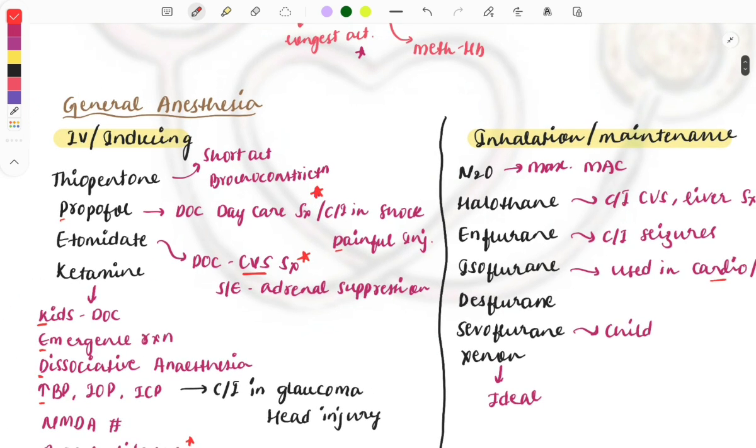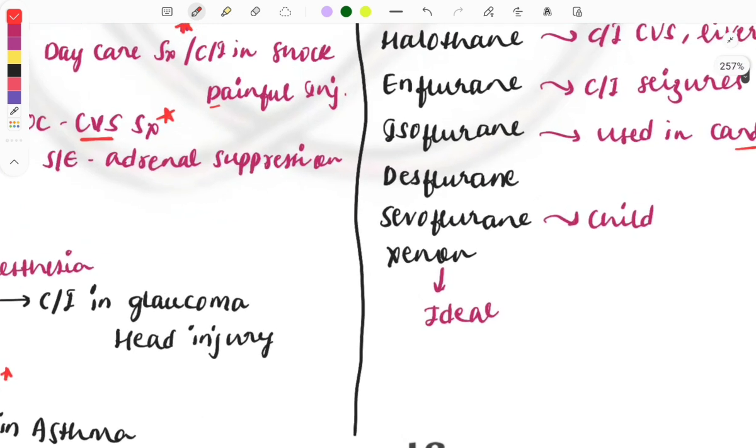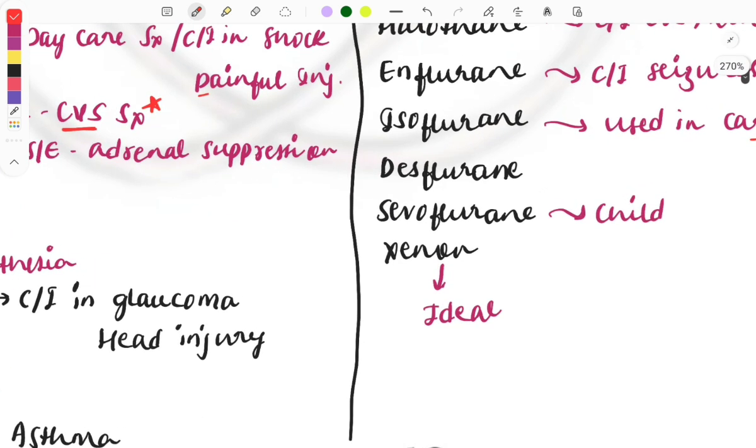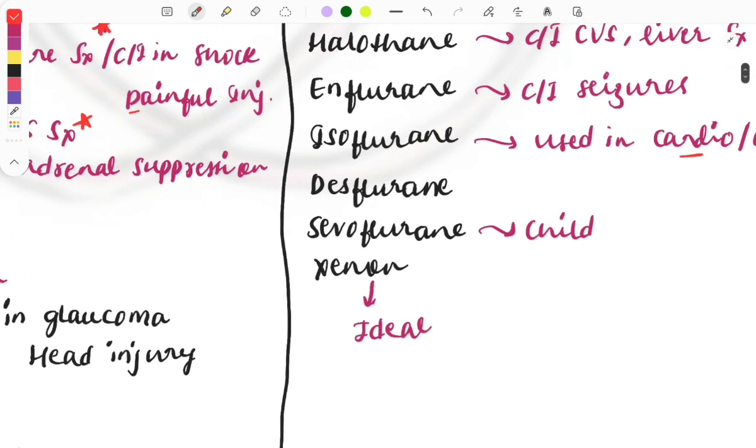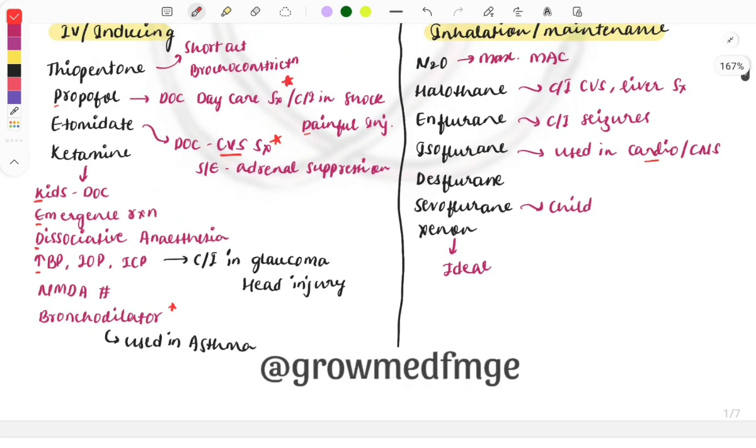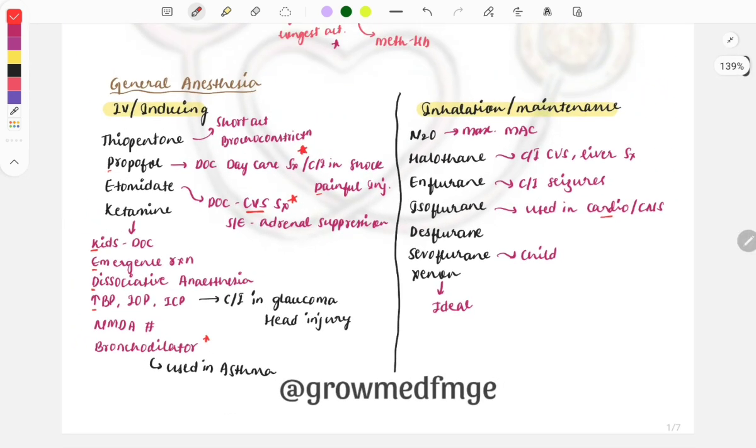Okay, then moving on to the desflurane, sevoflurane and the xenon. Sevoflurane is used in case of children and xenon is the ideal. We don't use it, but everyone will know about xenon. So this desflurane is irritant to the respiratory system. So in case of patients with these respiratory defects, we will not use this desflurane.